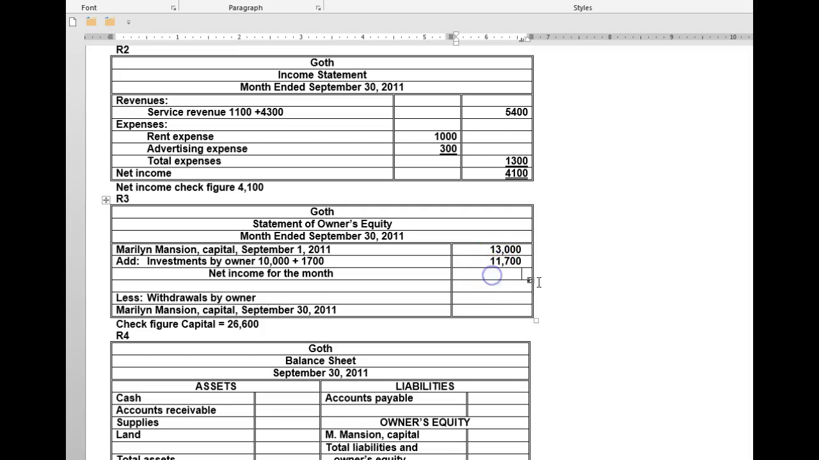So, what was the net income? Well, I already figured that up here. That's why we do the income statement. So my net income was $4,100. Those get added, right? So now we have a total of $28,800.